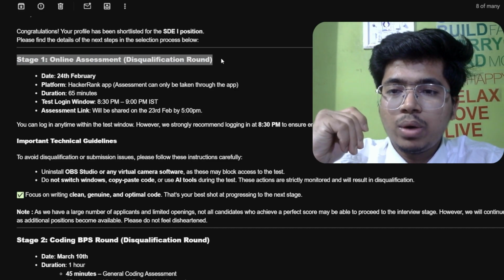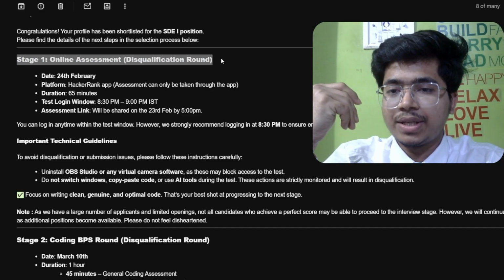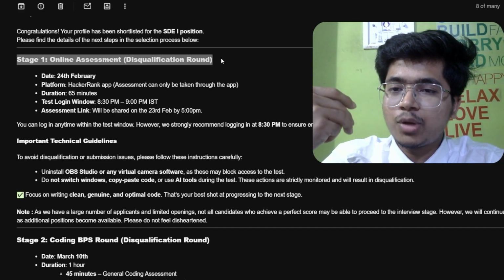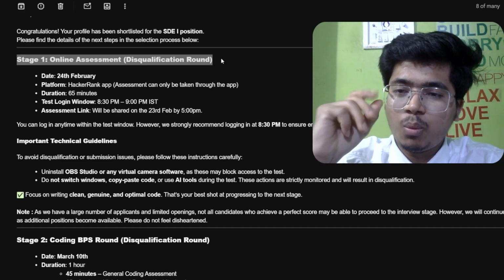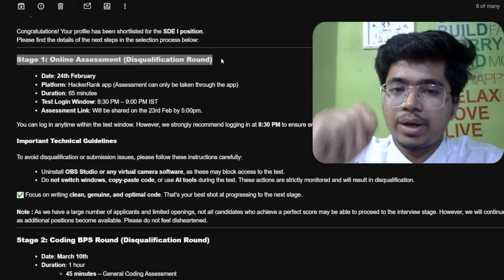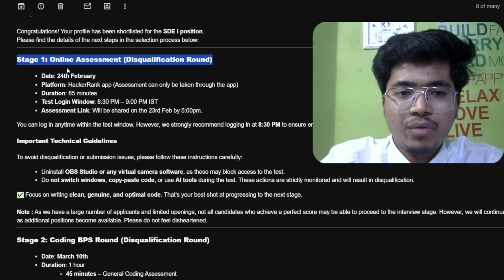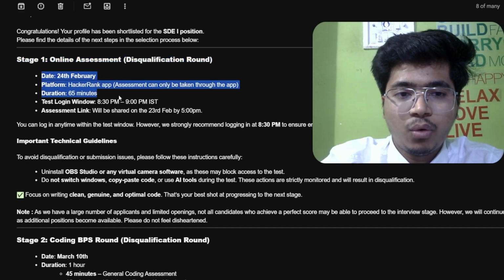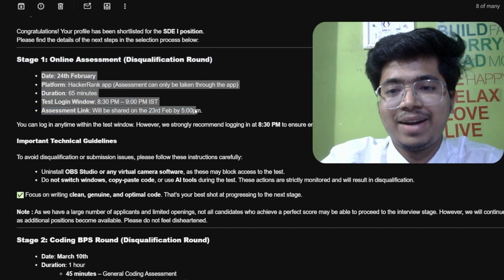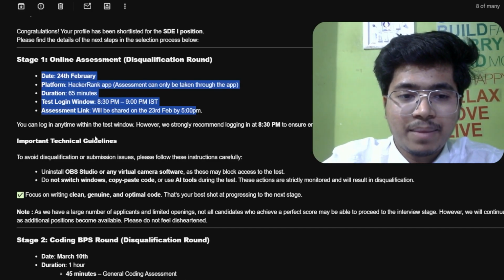This was a round in which I was asked data structures and algorithms questions, and there are 3 questions. We'll be discussing the level of the questions, what they were, their difficulty level, and what you should target. This first online assessment was on the 24th at 8:30 p.m. exactly. At night I sleep, but that day I actually took the examination.